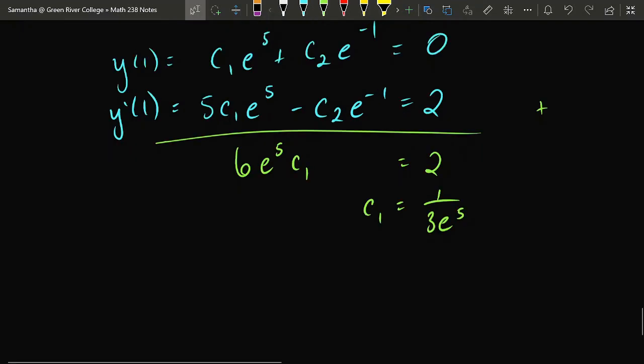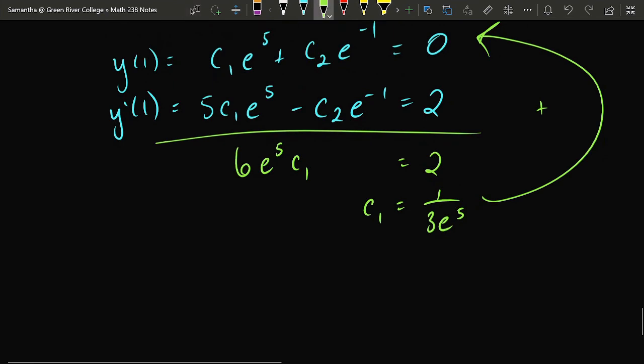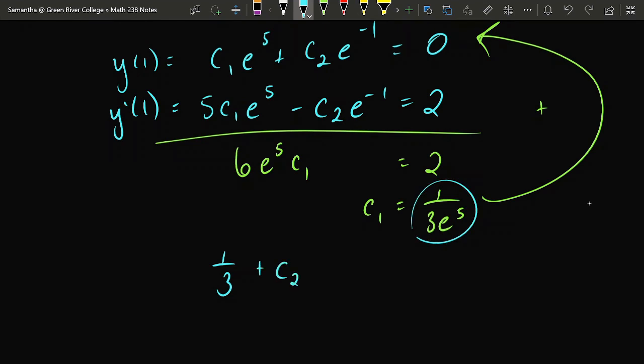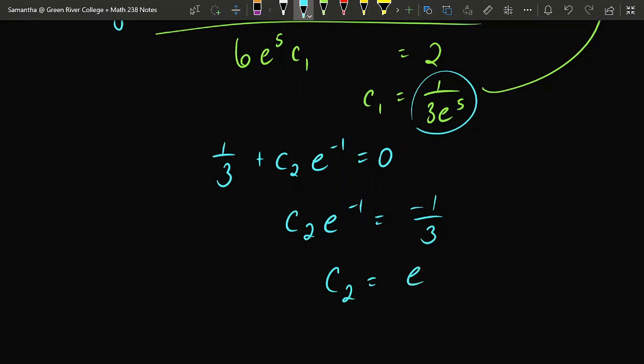So let's plug that back into either one of our equations. I might just pick the first one at random, which says if you take c1 and multiply it by e to the 5th power, which is going to give you just 1/3, because the e to the 5 and the 1 over e to the 5 will cancel. Add that to c2 times e to the minus 1, that's going to be equal to 0. Therefore c2 e to the minus 1 is equal to negative 1/3, and therefore c2 is equal to negative e divided by 3.